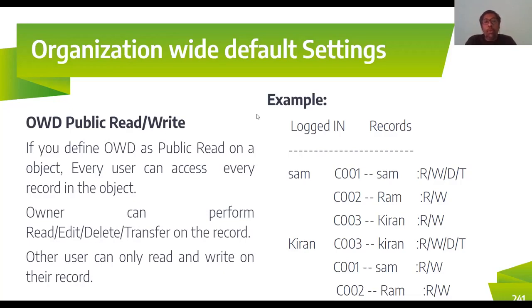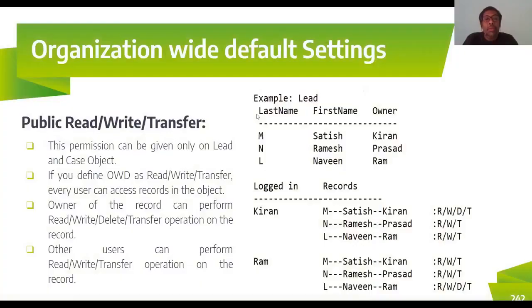Here it is talking about read and write operations. When it comes to read and write, the owner of the record has full access, and other users have only read and write operations. Similarly, read, write, and transfer: the permission can be given only on the lead and case object.